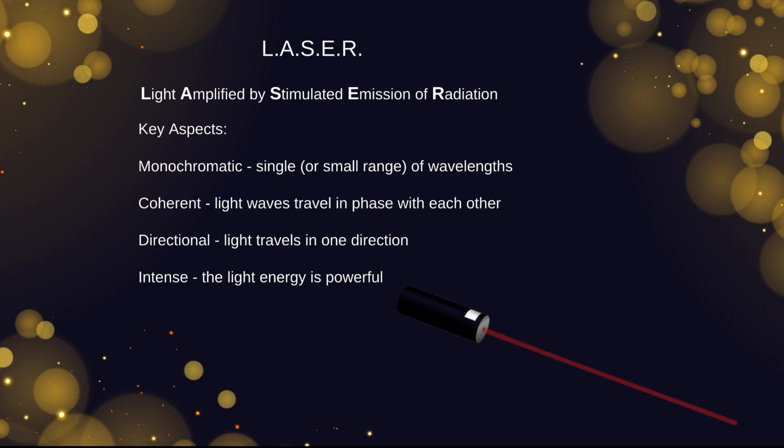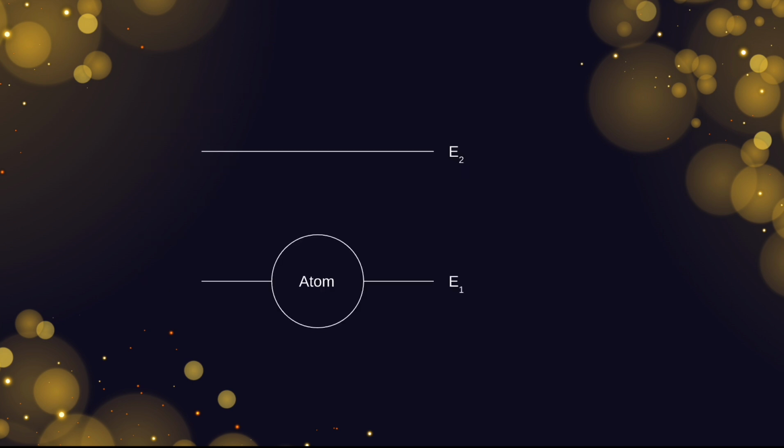The light emitted is directional, meaning that all light travels in a single direction, which produces the straight beam we see. Lastly, the light that comes out of a laser is intense, which just means that it's very powerful and concentrated, which is necessary in certain applications, as we'll explore later on. Let's dive into detail on how this works on an atomic level.